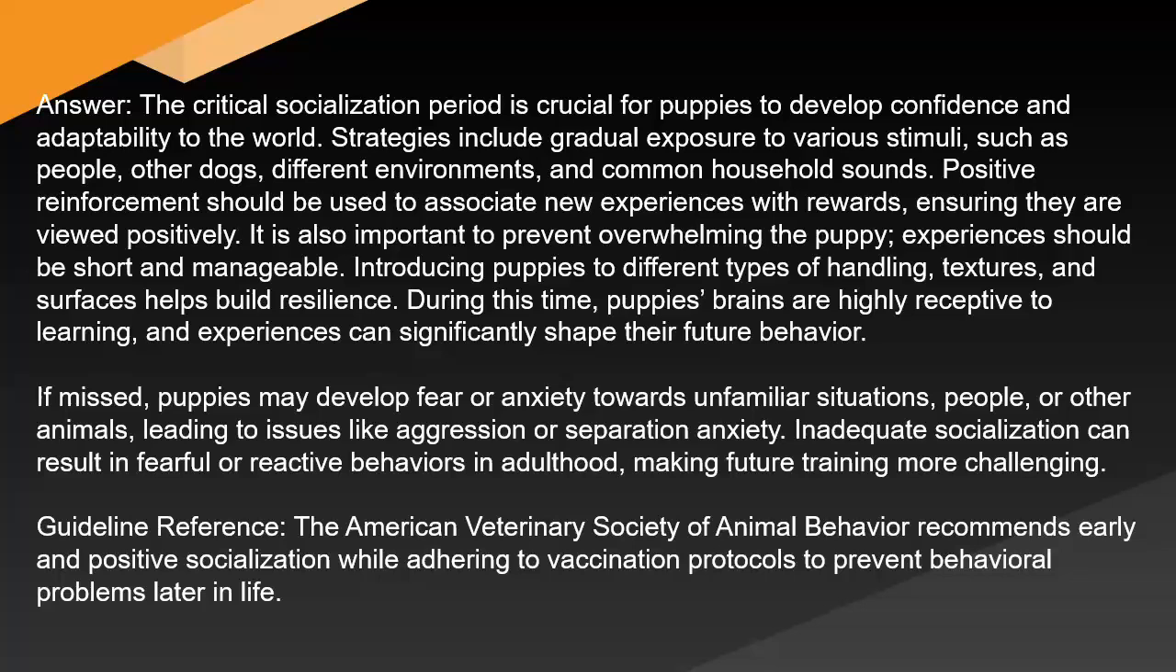If missed, puppies may develop fear or anxiety towards unfamiliar situations, people, or other animals, leading to issues like aggression or separation anxiety. Inadequate socialization can result in fearful or reactive behaviors in adulthood, making future training more challenging. Guideline reference: The American Veterinary Society of Animal Behavior recommends early and positive socialization while adhering to vaccination protocols to prevent behavioral problems later in life.